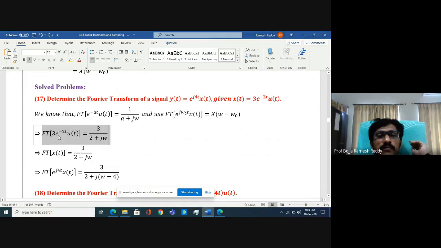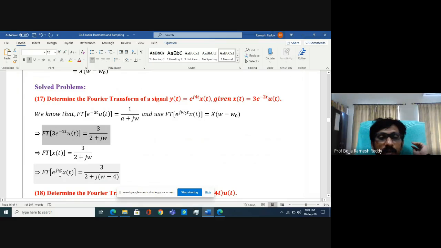The Fourier transform of 3 e power minus 2t u of t, that is the given question, is 3 divided by a plus j omega. A means what? 2. So 3 by 2 plus j omega. The Fourier transform of this is called X of omega, and this is called x of t. Now what is our requirement? e power j 4t x of t. Multiply with e power j 4t.